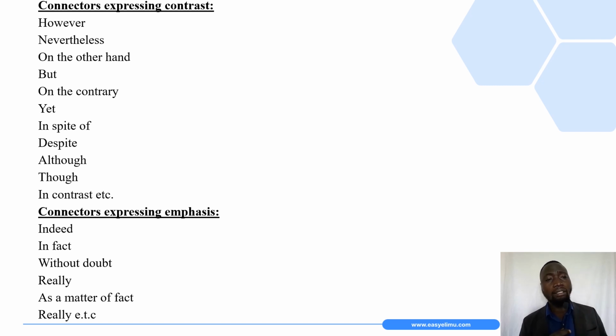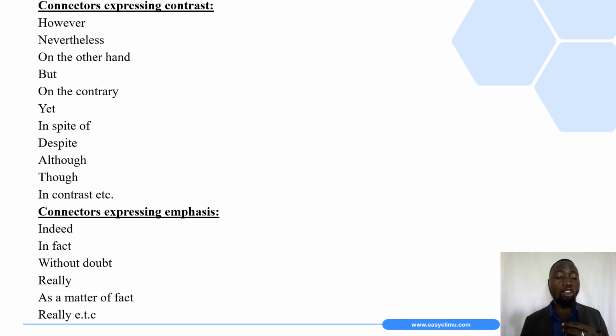Another group of function of connectors is the group of connectors that are used to express contrast. In this group, we have connectors such as however, nevertheless, on the other hand, but, on the contrary, yet, in spite of, despite, although, though, in contrast, and so on.